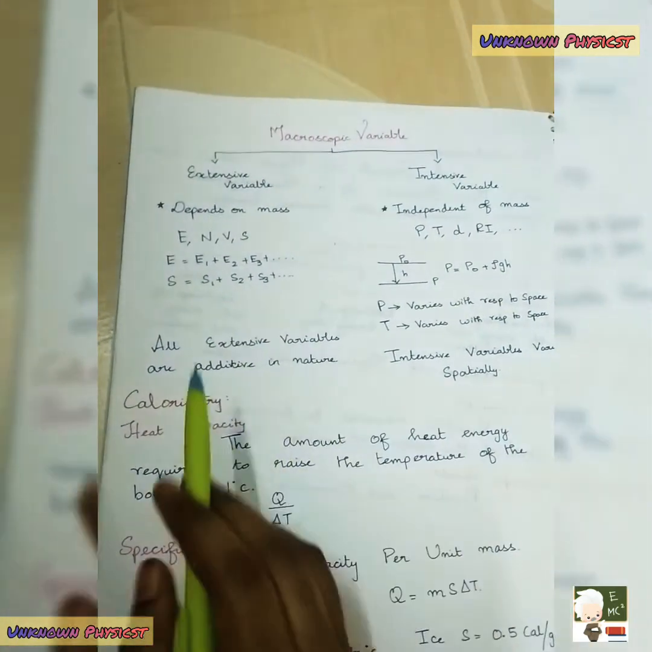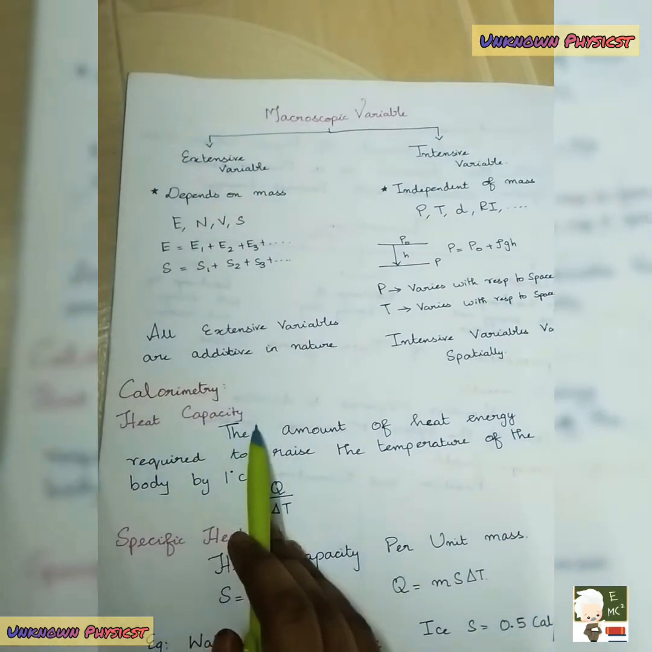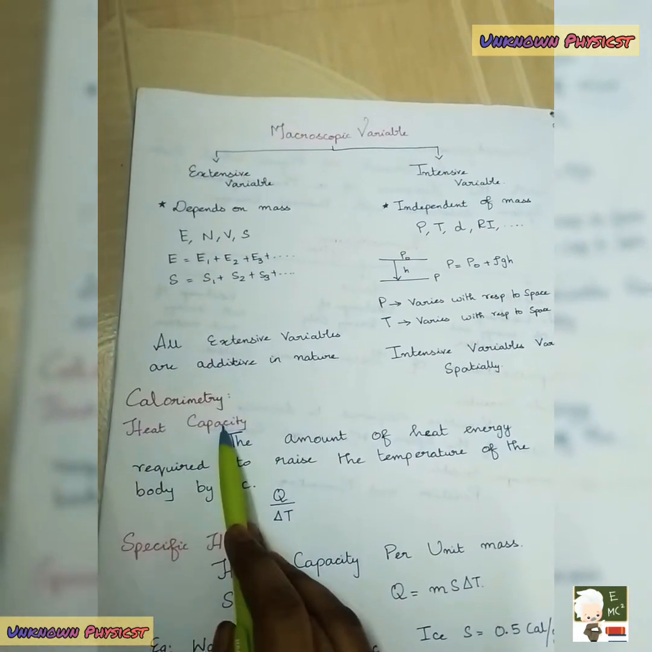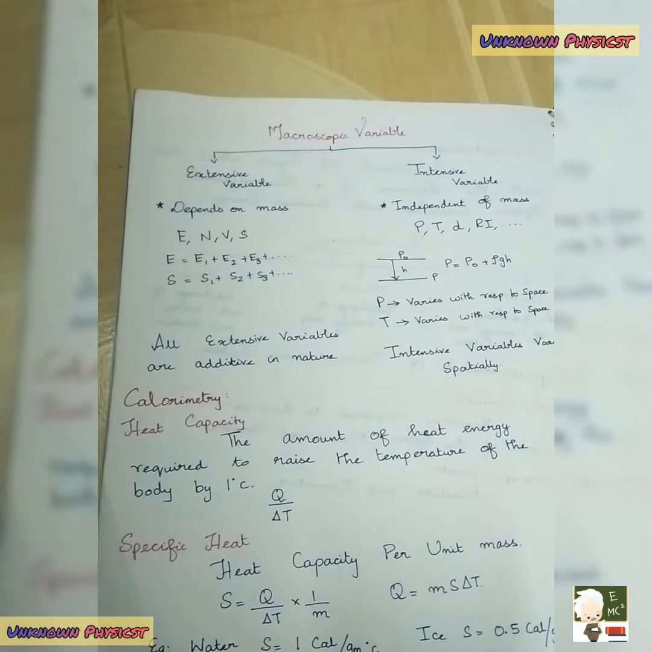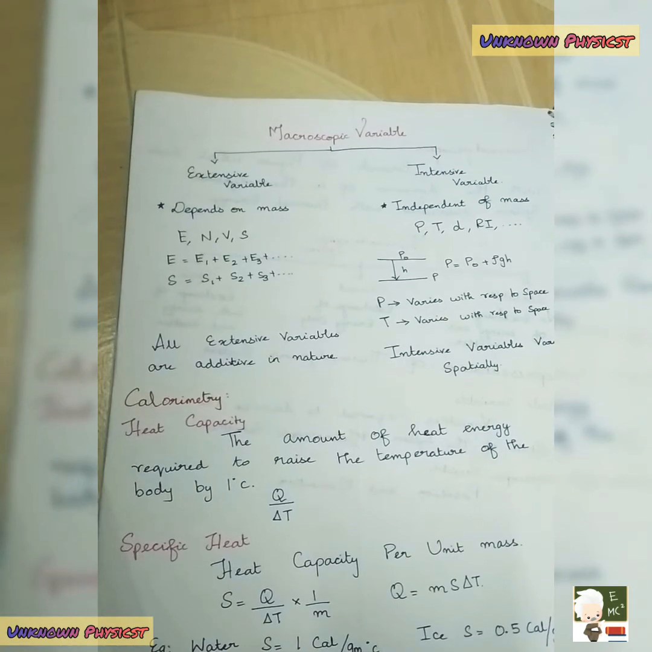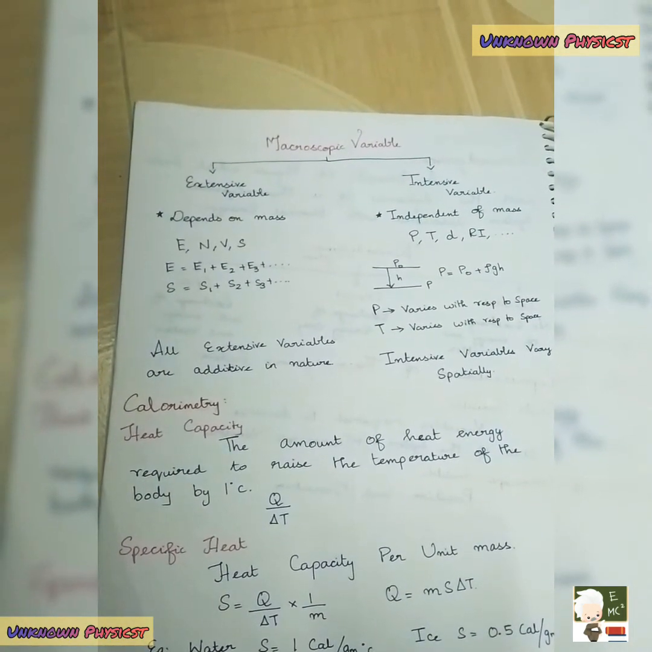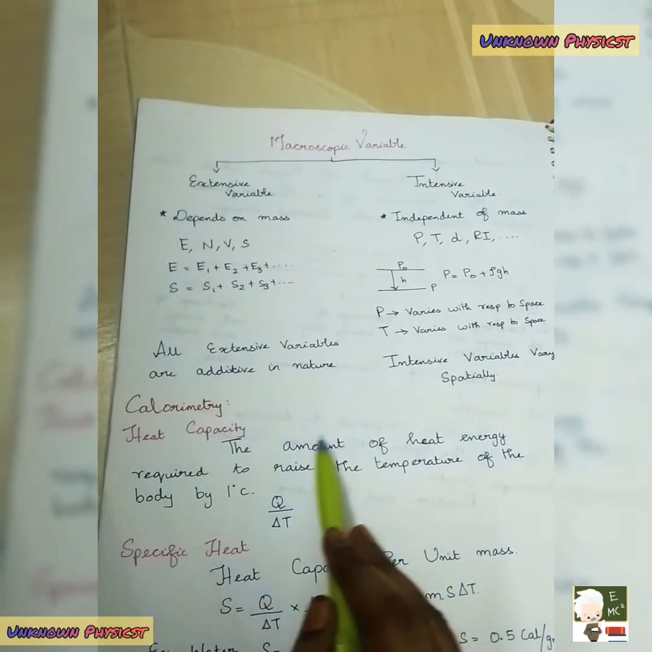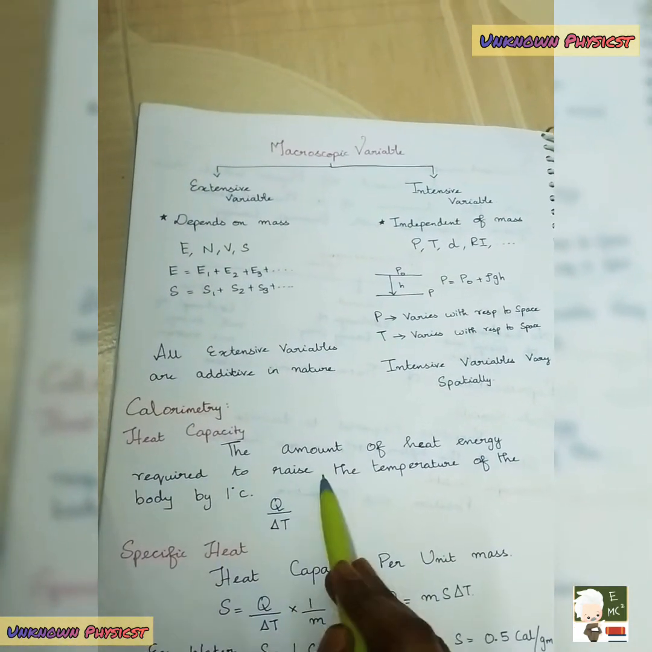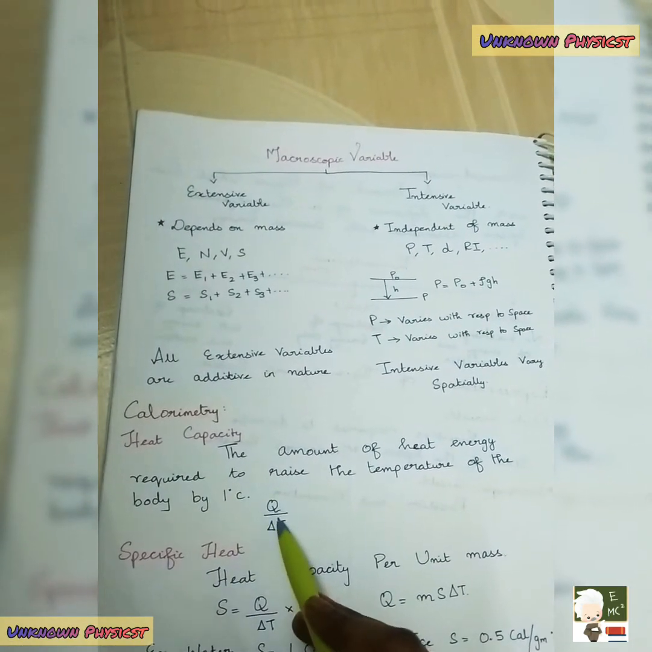Next is calorimetry. So, the basic definition here is heat capacity. For example, I have a system and I want to increase the temperature of the system by 1 degree Celsius. So, I have to apply some energy to the system, which is the heat energy over here. So, heat capacity is defined as the amount of heat energy required to raise the temperature of the body by 1 degree Celsius, which is Q by delta T.